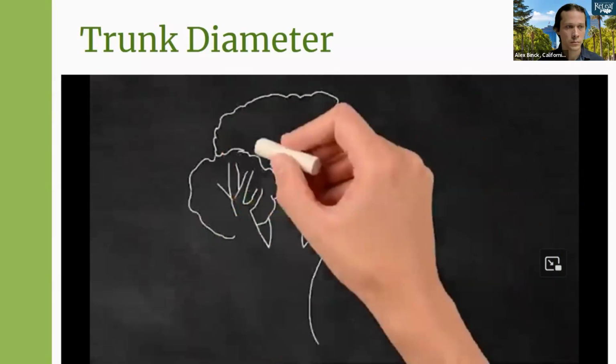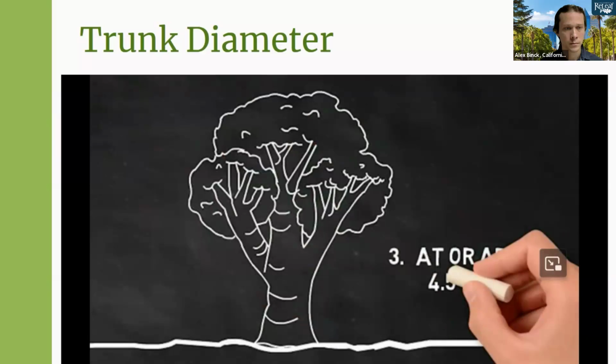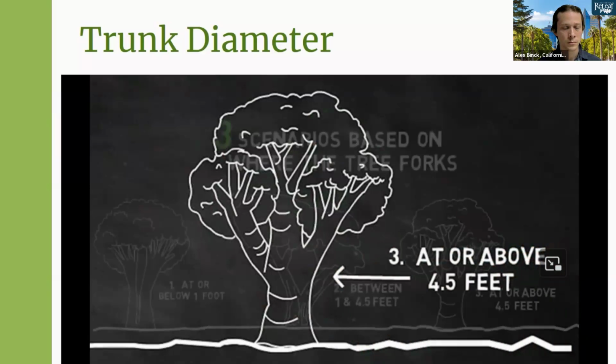Lastly, for scenario 3, if the tree forks at or above 4.5 feet, record as a single trunk at 4.5 feet.